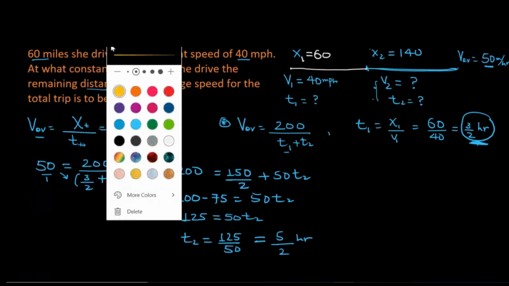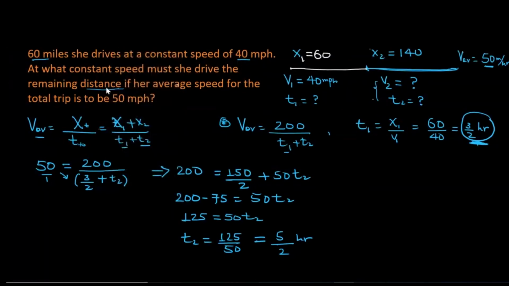Now look, I have both times. This is 5 over 2 hours for the second trip. Remember, V is what is asked: what is the velocity for the second trip in order to have the average of 50? So I can do this now.